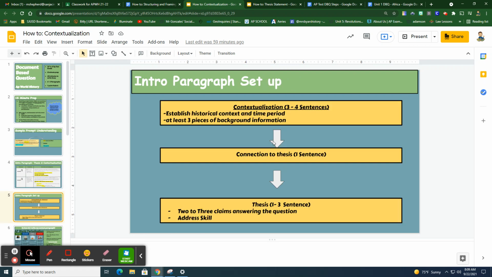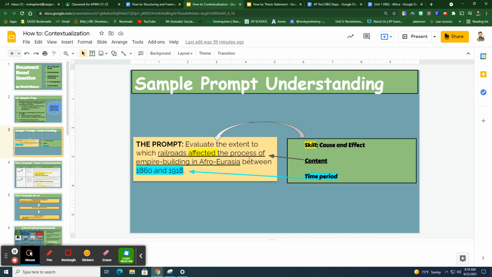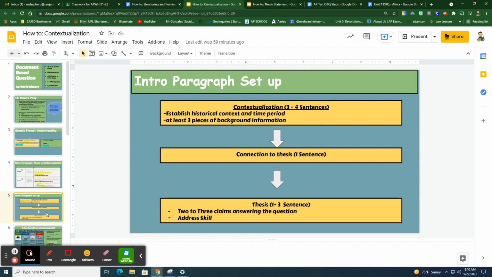So this is the setup of your first paragraph. You're going to have contextualization in about 3 to 4 sentences, which is going to establish the historical context and the time period of your prompt. And that's why you want to identify the content you're talking about and the time period you're talking about as soon as you get your prompt, because it'll help you set up your context and your thesis. It's a part of the process.